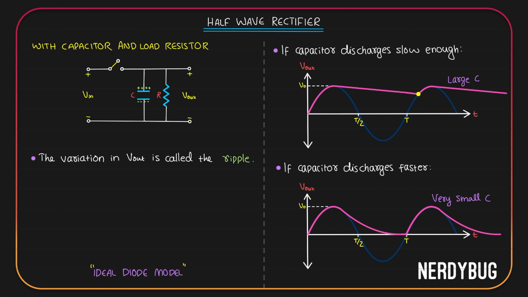Even though there are variations, the output is still better than the output when we did not have a capacitor. When we did not have a capacitor, output looked like this. Obviously, this is much better than that. The capacitor has smoothened our output a little bit. Because of that, we call the capacitor a smoothening capacitor or a filter capacitor. We have one ripple in every cycle of the input. So we can say the ripple frequency will be equal to the input frequency.